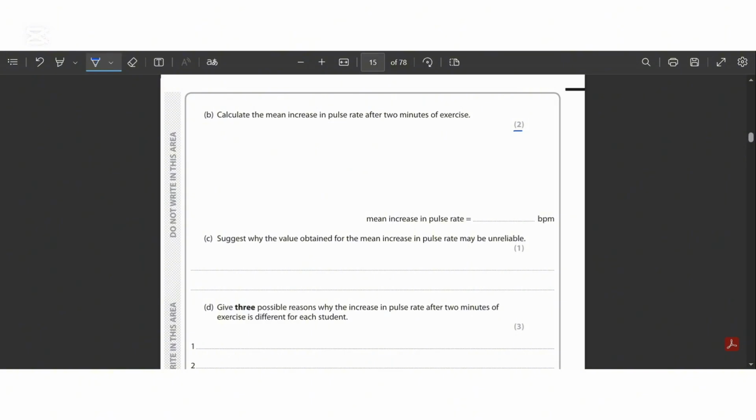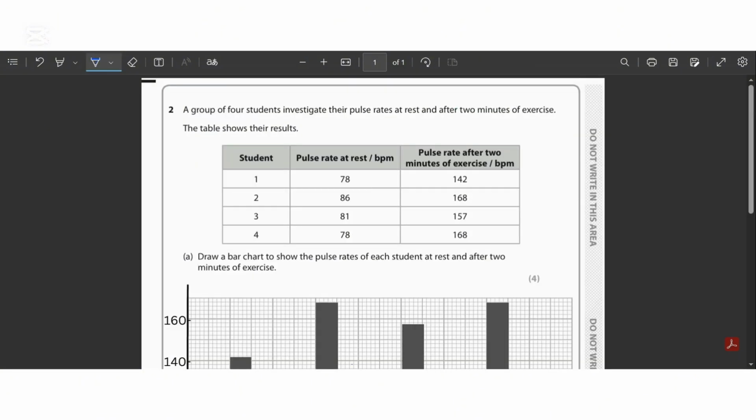Part B states: calculate the mean increase in pulse rate after 2 minutes of exercise. So it says to calculate the mean increase in pulse rate after 2 minutes. Hence, we need to look back at the table. If we look carefully at the table, we have 2 sets of data, one for at rest and one for after 2 minutes over here. Since they ask us for the increase in pulse rate, we can find out how much the pulse rate has increased from the rest state to the 2 minutes of exercise state.